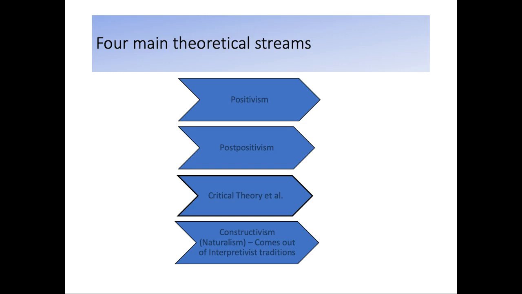And constructivism or naturalism comes out of interpretivist philosophical traditions that may be emancipatory, but are focused primarily on understanding what is and are, in that sense, ontological. So all of these have particular ontologies, epistemologies, and methodologies, and Guba and Lincoln go through that in significant detail.